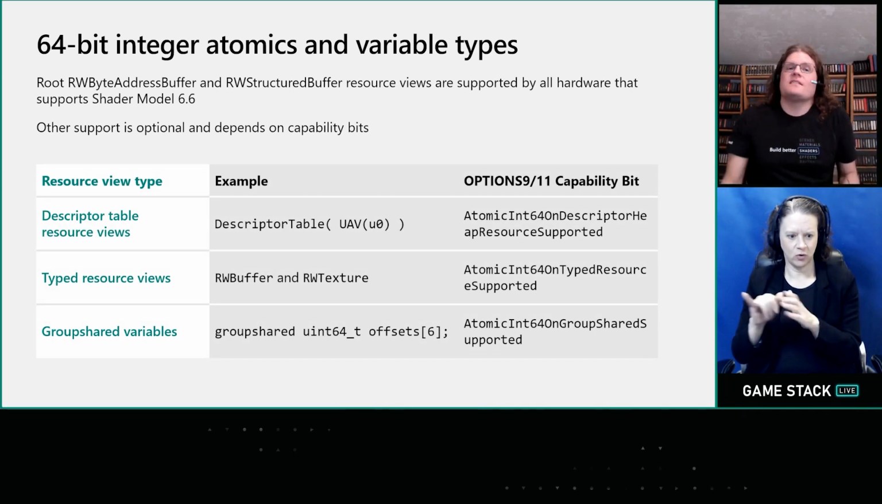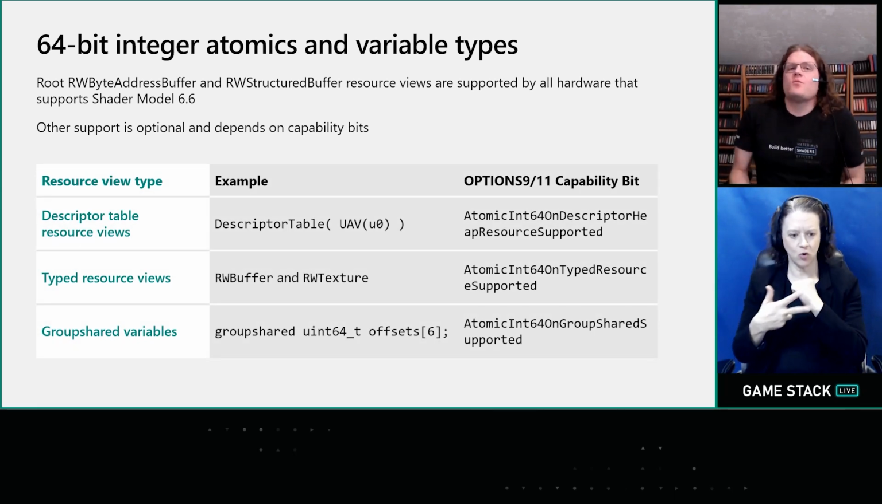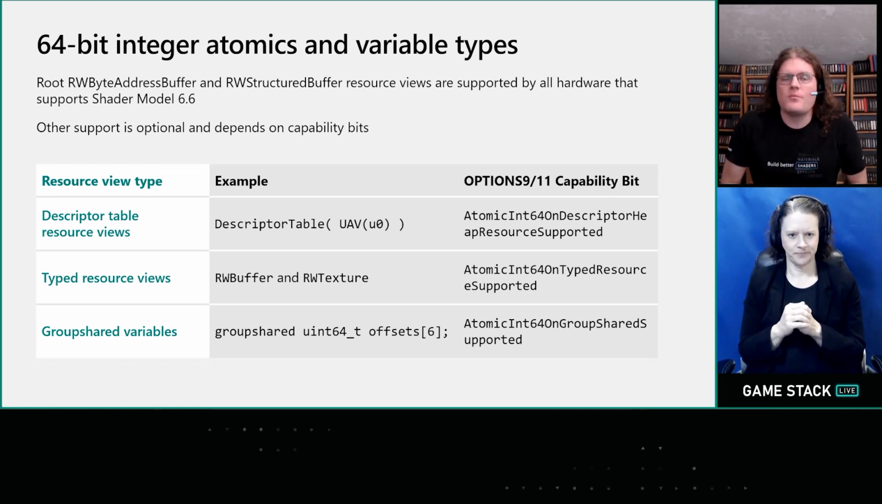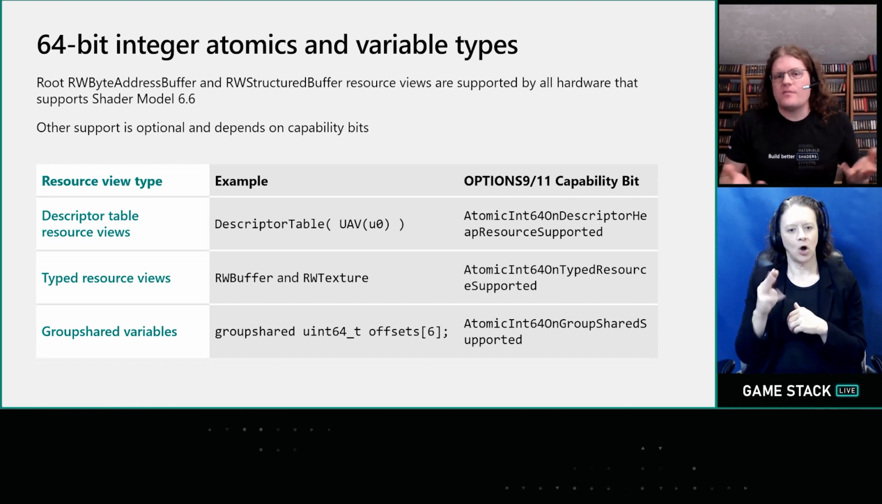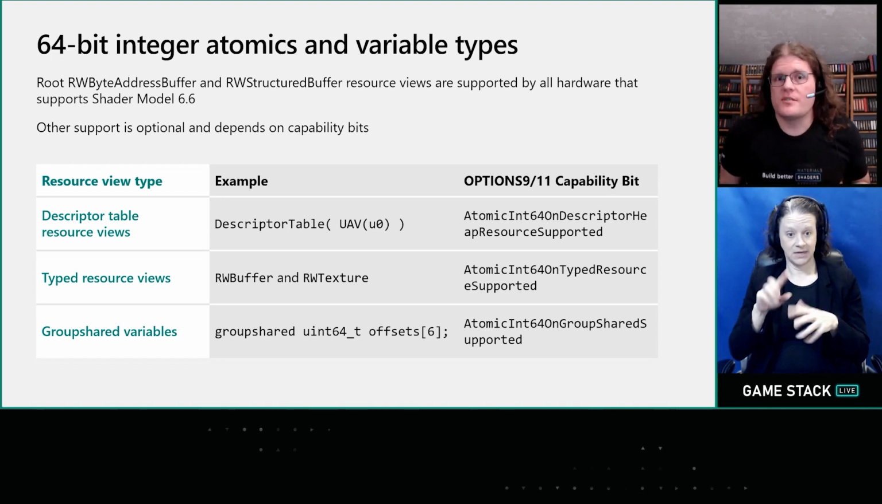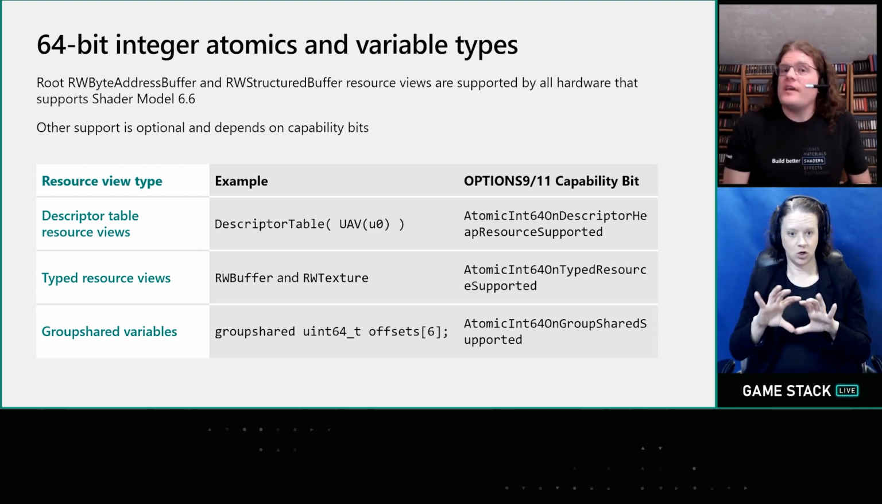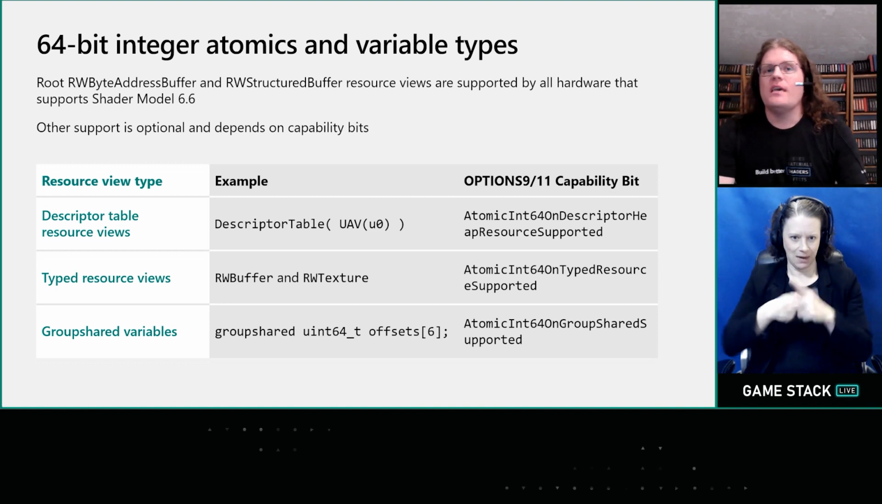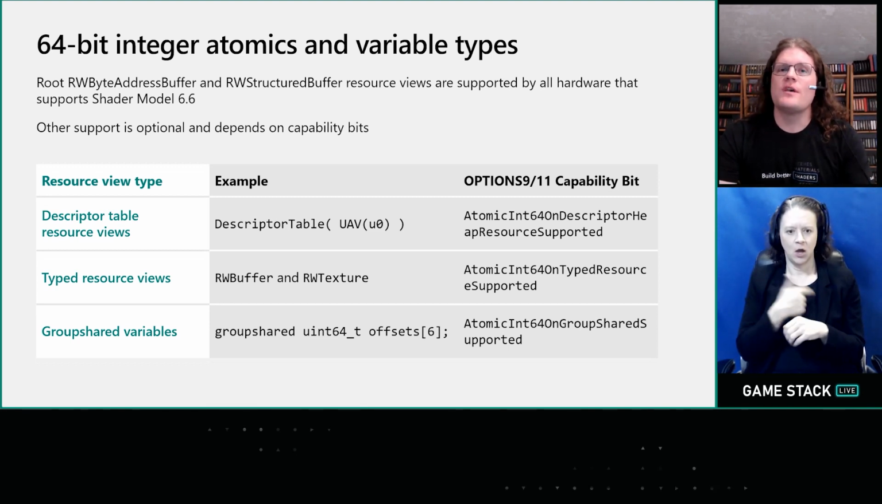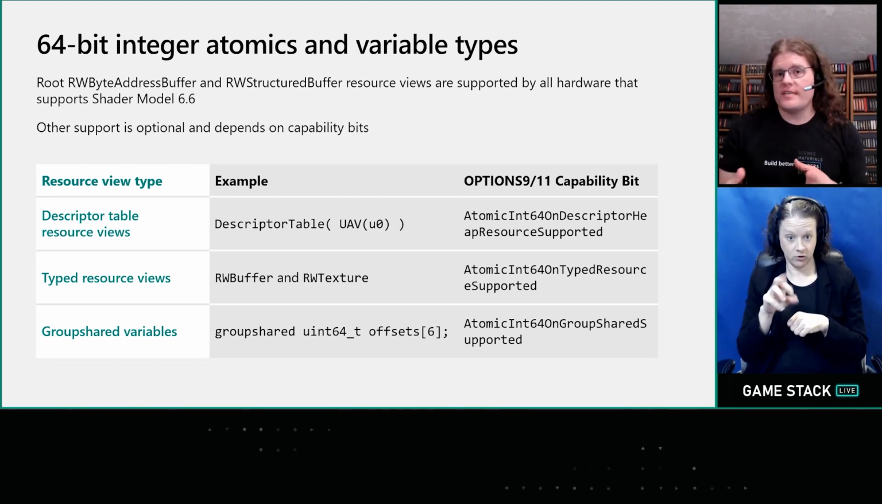Now, where this does get a little more complicated is in terms of where this is supported and where this isn't. So 32-bit integer atomic operations are supported on essentially three kinds of data. You've got your raw writable buffers, you've got your typed buffers, and you've got group shared variables. Now, what you get for free with Shader Model 6.6 is the ability to use this on raw buffers, that's byte address buffers and structured buffers, when they are bound to the root signature.